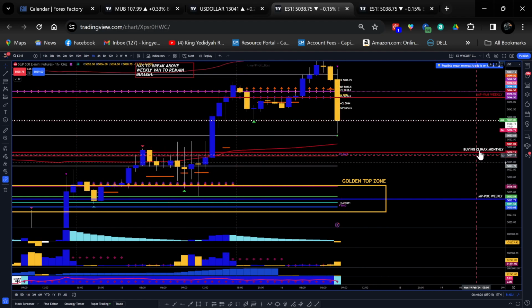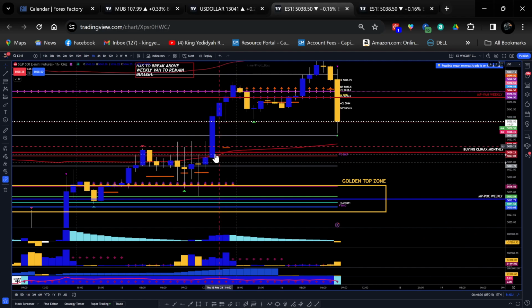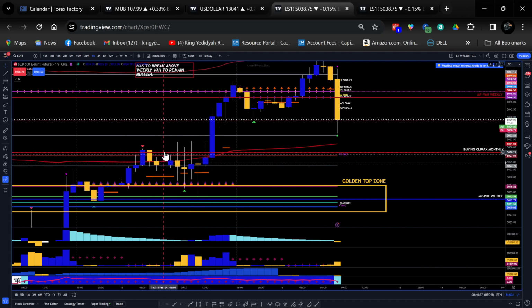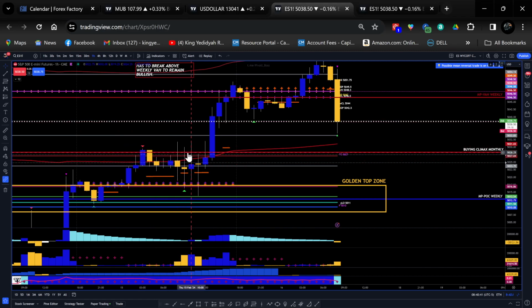Let's see here, around this level, this buying climax on the monthly is 50.28. That's also a buy area. Also created some resistance here. Russell absorption buyers, a previous buying climax. So price actually rejected from this level previously, right?